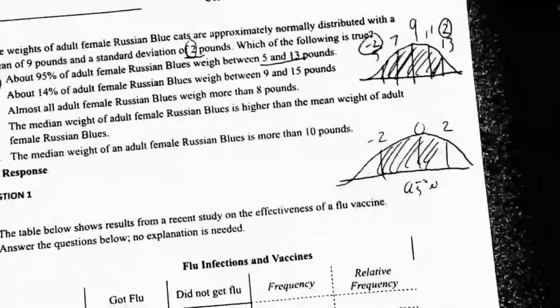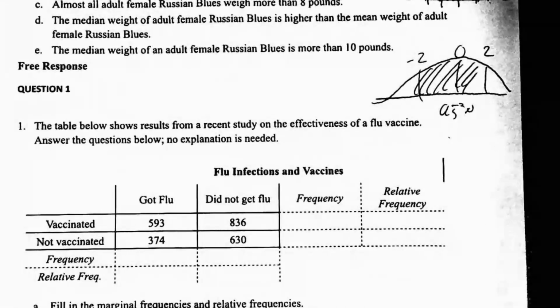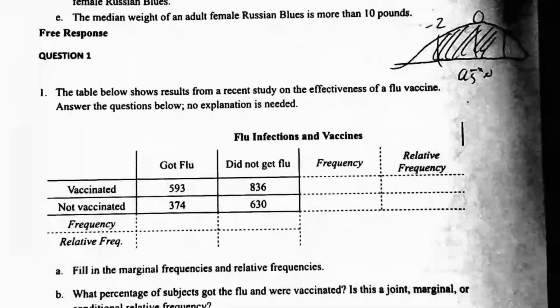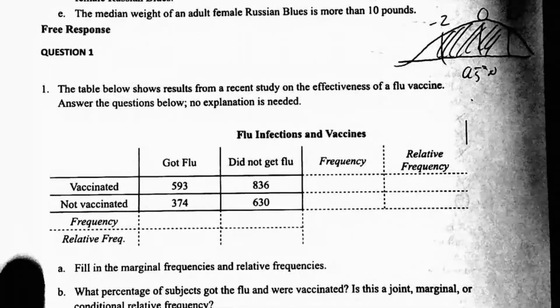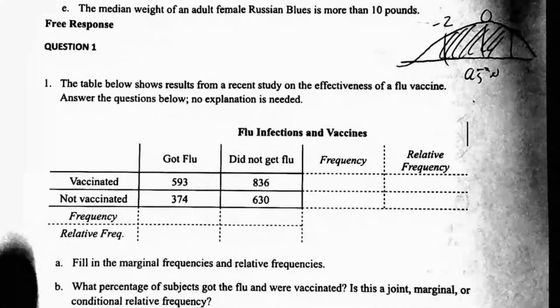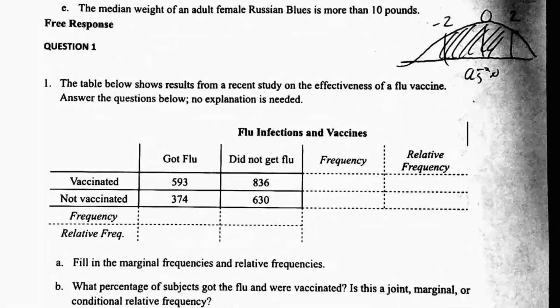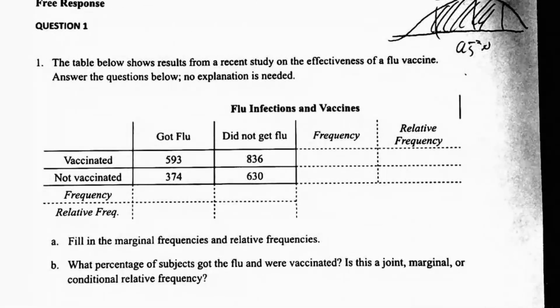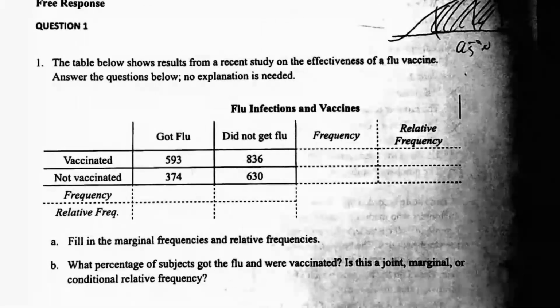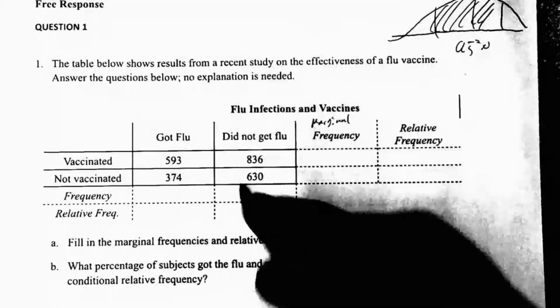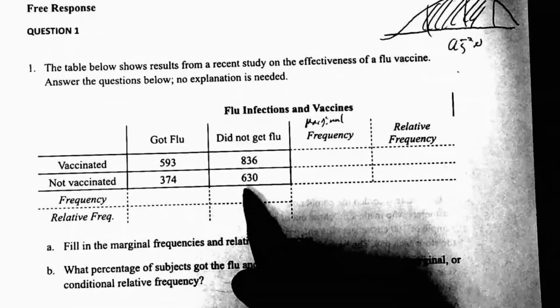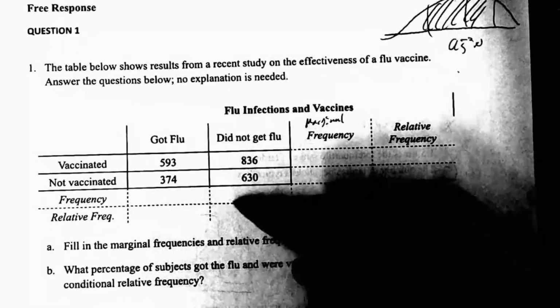All right, moving on to the free response. So here's a two-way table. The first question asks you to fill in the marginal frequencies and the relative frequencies. So again, this right here, this is a marginal frequency. This is just the total of the row, and then here is the total of the column.